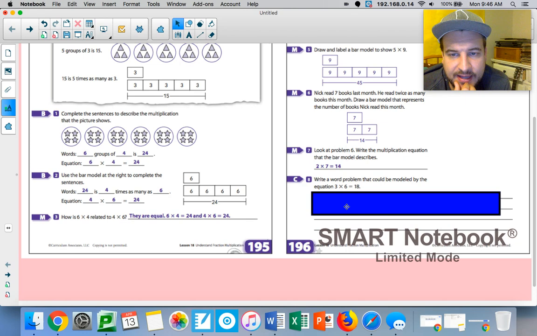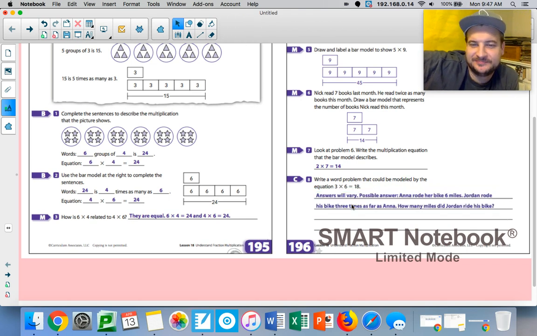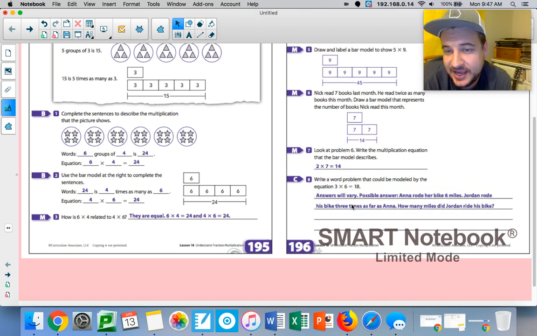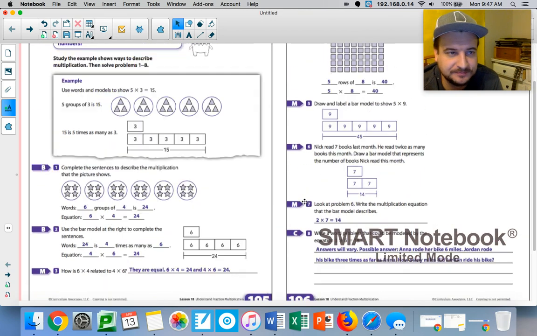Write a word problem that could be modeled by the equation 3 times 6 equals 18. So write a word problem. You could have come up with anything. The funnier, the better. I always say, let's see what the book came up with. Answers will vary. Possible answer, Anna rode her bike 6 miles. Jordan rode his bike 3 times as far as Anna. How many miles did Jordan ride his bike? So those are good examples.